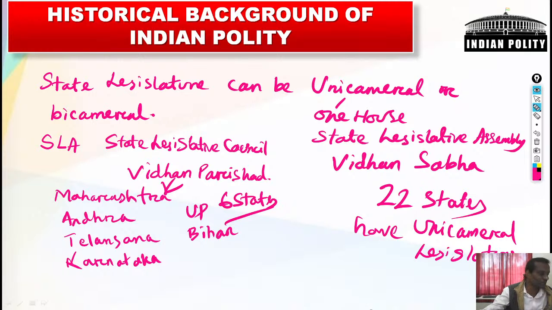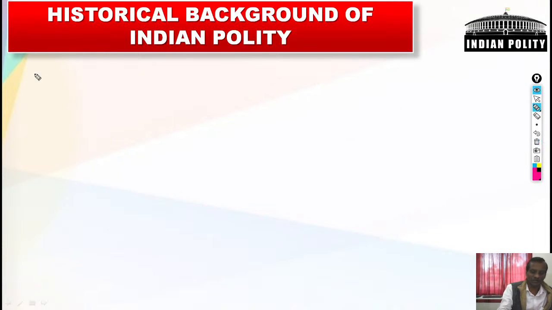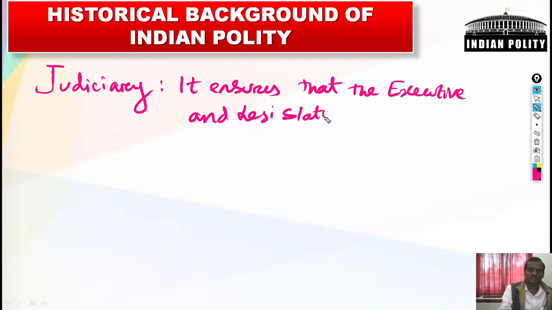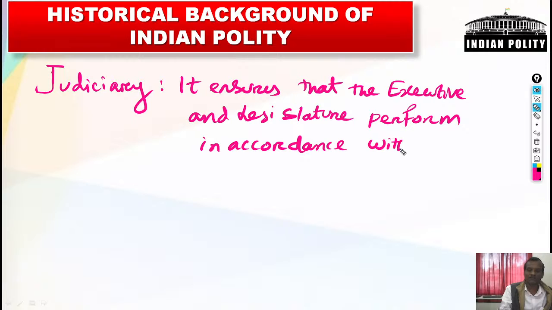That is all about your legislature. We shall be discussing more about them: legislature, parliament, and state legislature. Don't worry about that, we are just giving some introduction. Then another branch is judiciary. Judiciary does what? It ensures that the executive and legislature perform in accordance with the constitution of India.